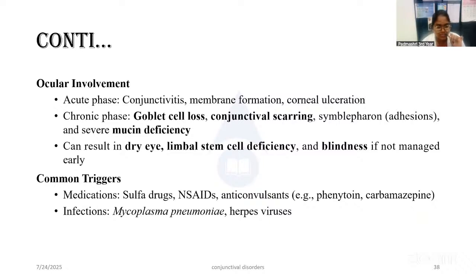Common triggers: medications, sulfa drugs, NSAIDs, anticonvulsants. Infections like Mycoplasma pneumoniae and herpes virus.